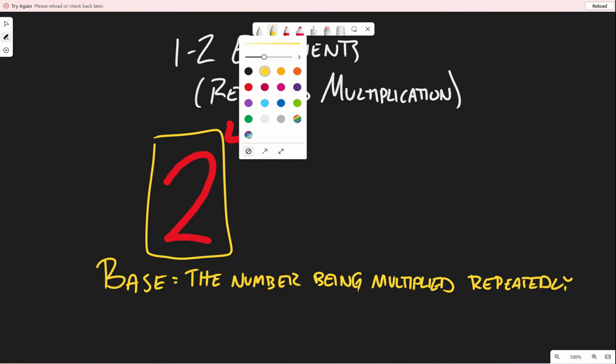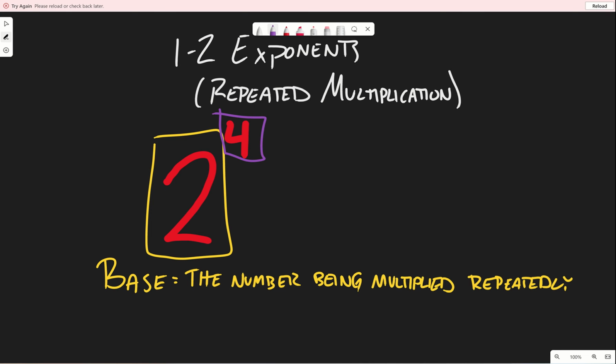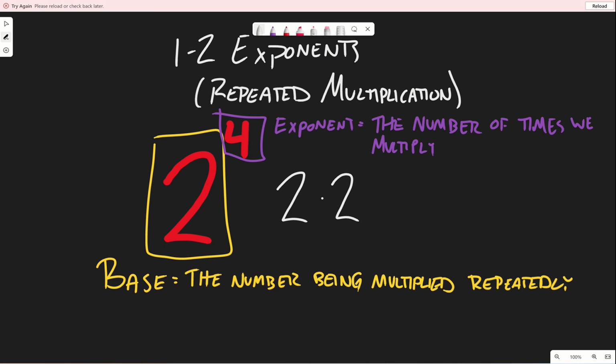Now, this little number, this is called the exponent. This is the number of times we multiply. Okay, so reading this 2 to the power of 4, I would say, okay, well, I'm going to be multiplying 2 times 2 by itself 4 times.